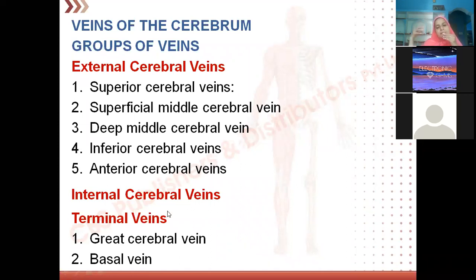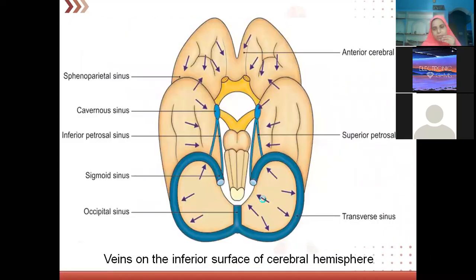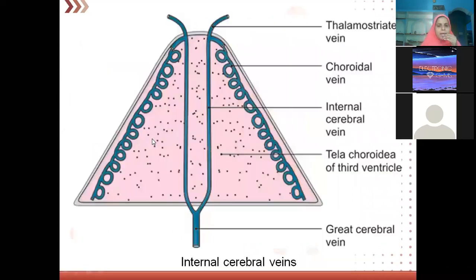Internal cerebral veins are situated within the medullary part of the cerebrum. Those are the terminal veins, like the great cerebral vein of Galen, and the basal vein. This vein is also called Rosenthal's vein. So finally, whatever veins we are finding here, they are all draining into the internal jugular vein. So that's it for the blood supply.